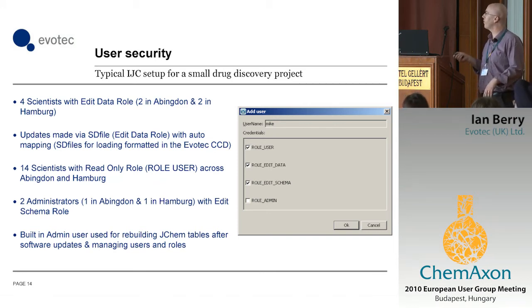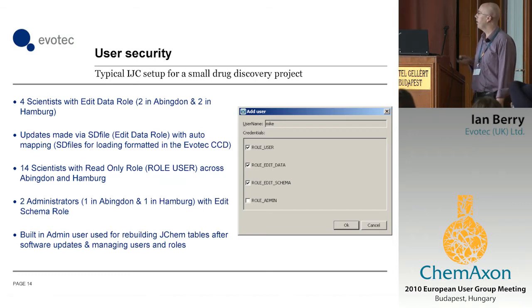So we've set up the user management through Instant JChem, and a typical project would have a few scientists on it with only a read-only role, and then some administrators who can do absolutely everything, and then some scientists who have edit data roles. They're usually the project managers or the senior scientists on both sides of the group. So two in Abingdon, perhaps two in Hamburg.